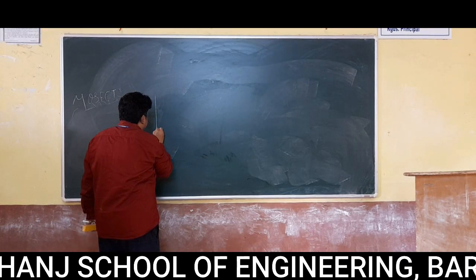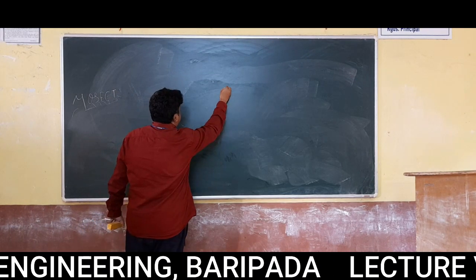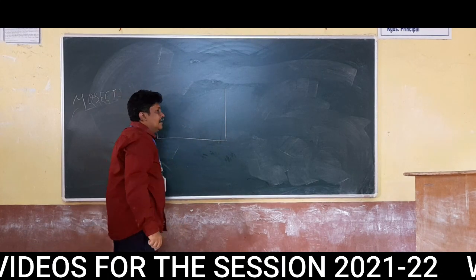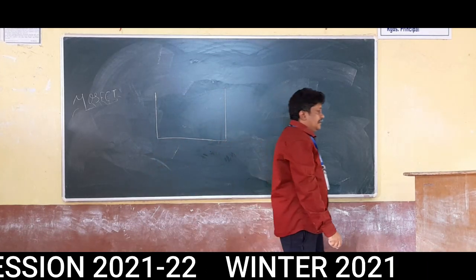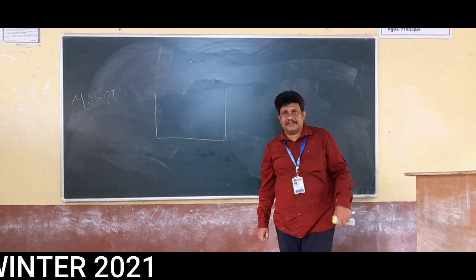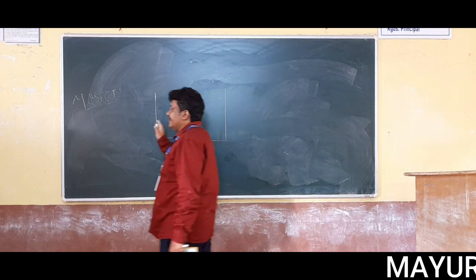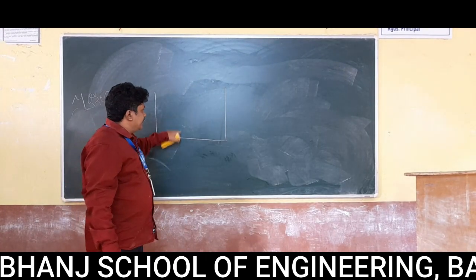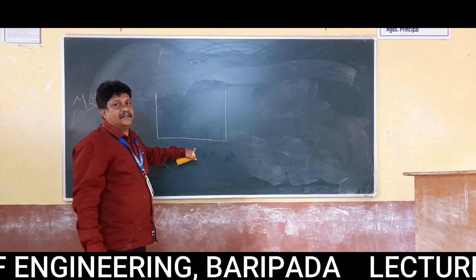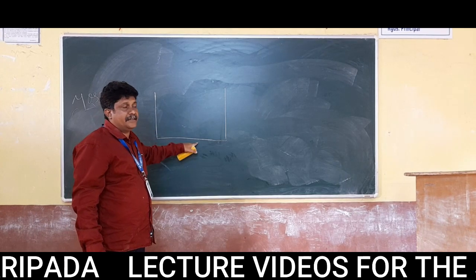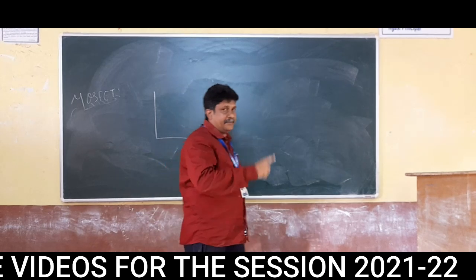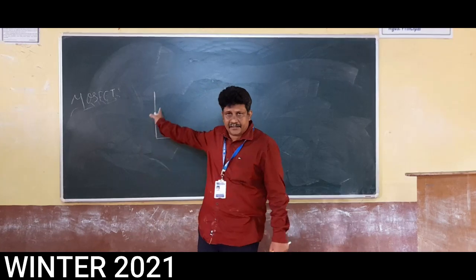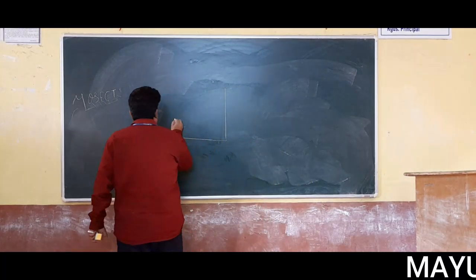First we have to consider a substrate. In your higher class you will study about the fabrication process, but here you can remember the construction and details of how it is constructed. This is a semiconductor base. Which type of semiconductor base? It may be either p-type or n-type. Suppose we consider this is n-type.